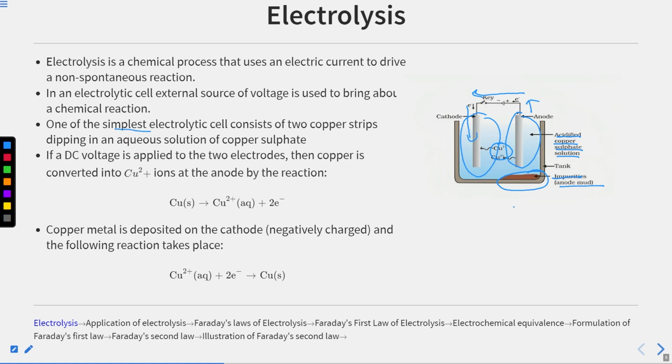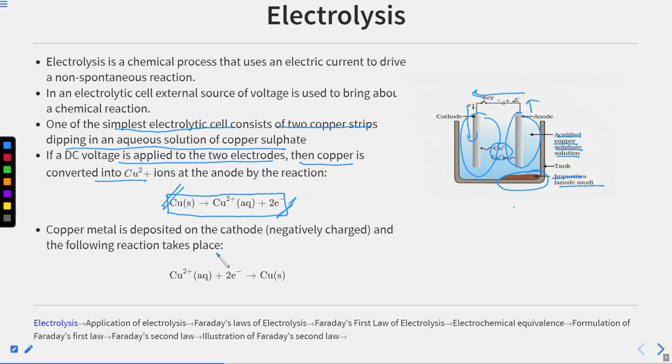One of the simplest electrolytic cells consists of two copper strips dipping in an aqueous solution of copper sulfate. Now if a DC voltage is applied to the two electrodes, then copper is converted to Cu2+ ion at the anode by the reaction. Yes, this copper is converted to Cu2+. The reaction is this, where Cu(s) goes to Cu2+(aq), releasing two electrons.